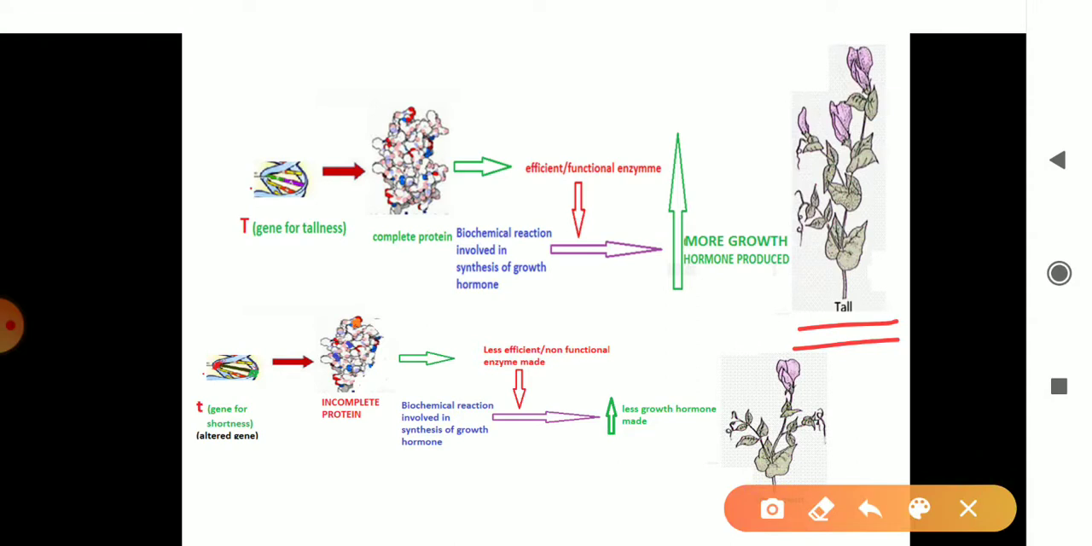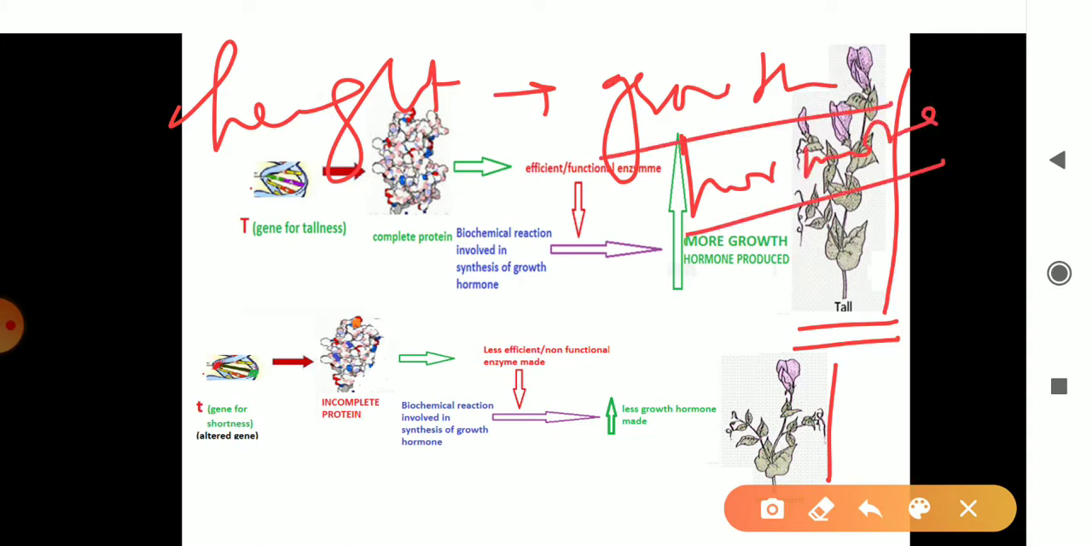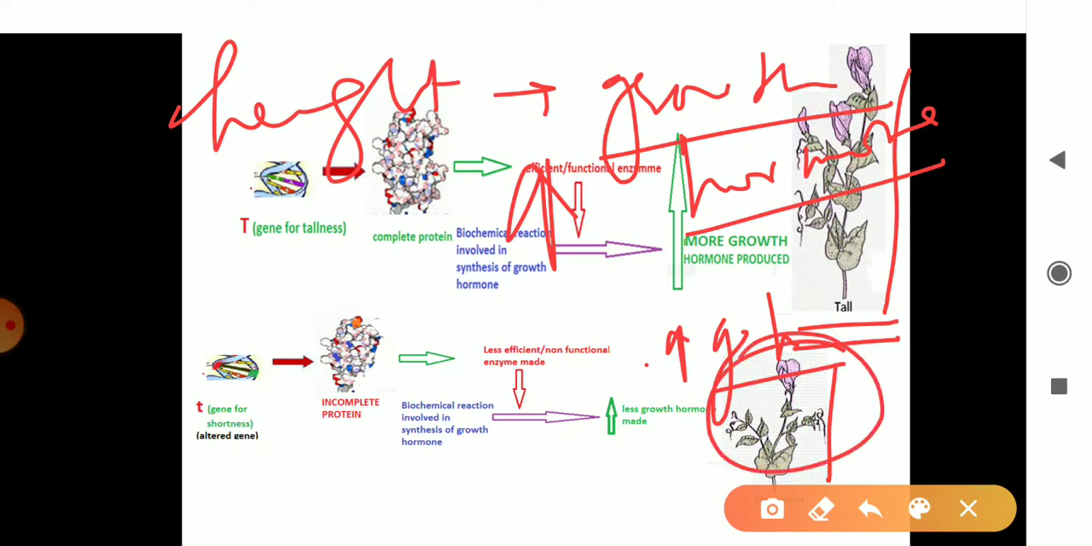So let us take a trait, say a character such as height. We have already discussed that plants may either be tall or short. Now the height of the plant is because of the growth hormone, like auxins, which help in the growth of the plant. If more growth hormone is made, the plant is going to be tall. If the amount of growth hormone that is made is quite less, then definitely the plant is going to be short.